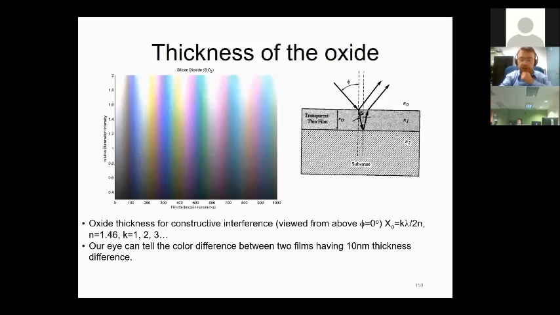Okay, now we grew our silicon dioxide, we have thermally grown our oxide, and I think you guys already went to the lab to do that. How are we going to understand the thickness?